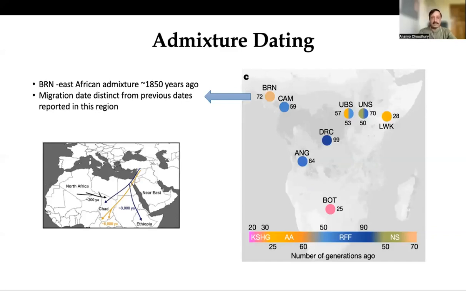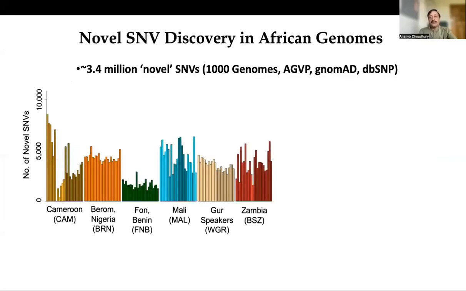either at the local or even at a larger geographic scale. So now moving to variant discovery, among the 40 million variants identified in our study, about 8% were novel with respect to variant databases and previous sequencing efforts.